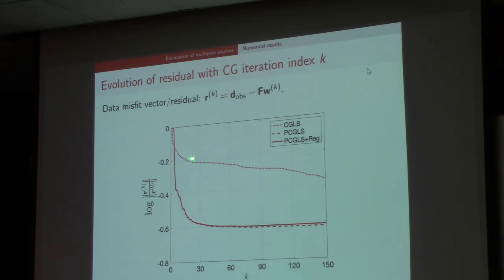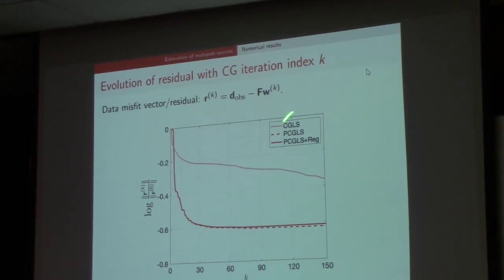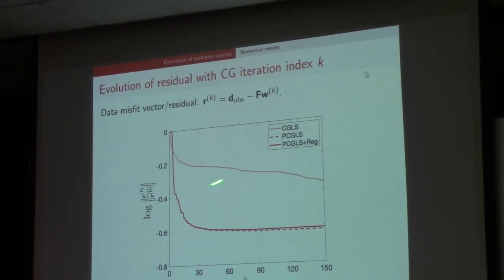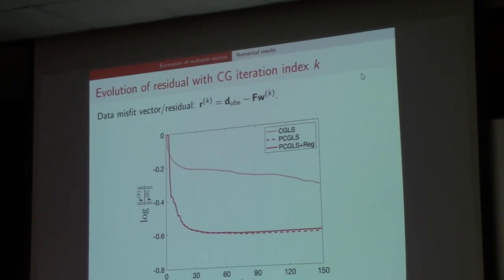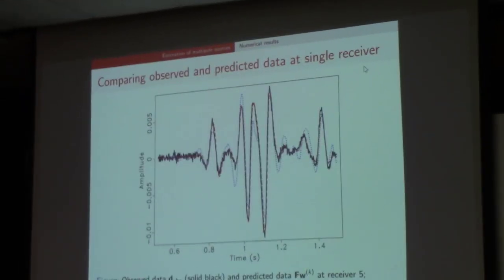In dotted, we have just regular conjugate gradient least squares. And it's quite slow. It's struggling because this problem is ill-conditioned. And with the preconditioning that I suggested, dashed is just preconditioning, and dashed plus reg means regularization, so some Tikhonov regularization is added as well. In both cases, we see that we accelerate, and we get to a smaller data misfit than without preconditioning. So as funky as that preconditioner was, it's working in this 2D case.